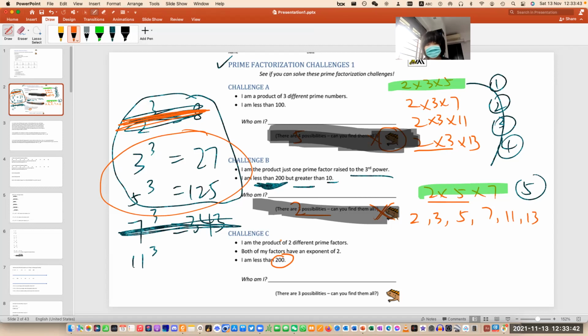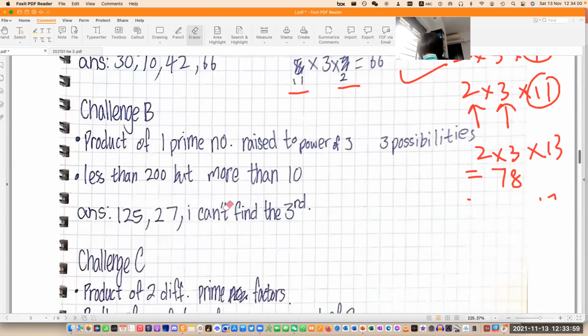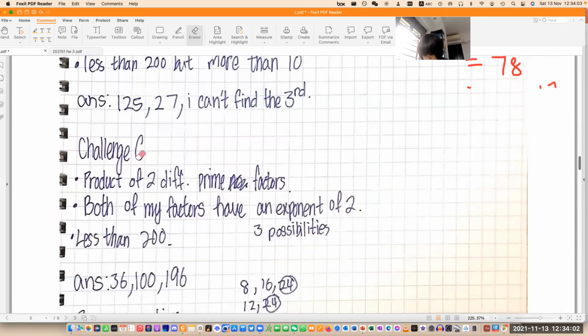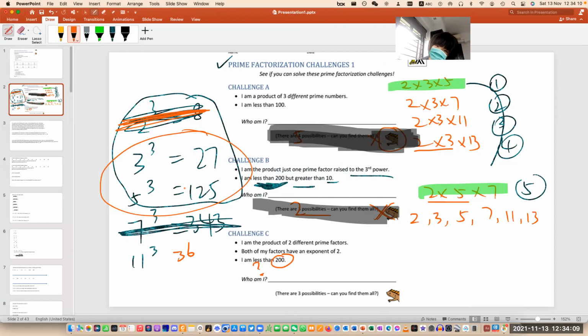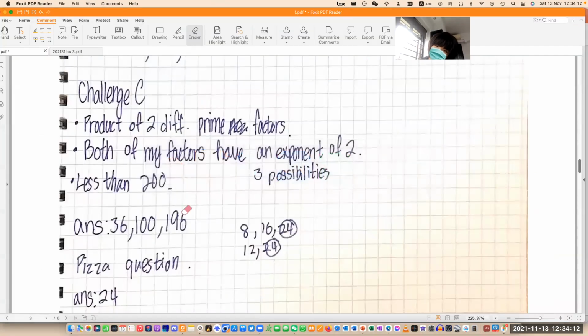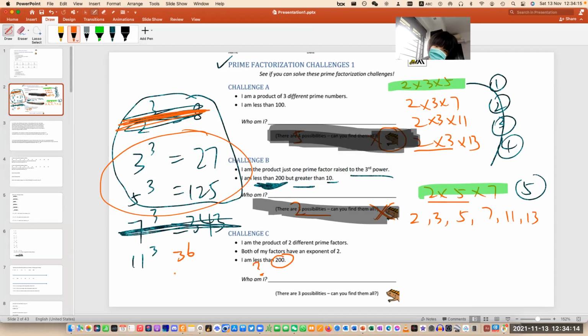So how do you do this question? I wrote 36, 100, and 196. Okay, let me look at your work. You are doing challenge C, right? So it's 36, 100 and 196. Okay, these are your answers.